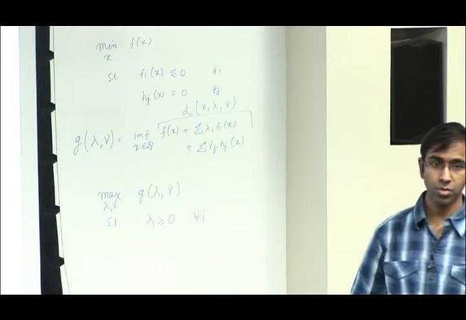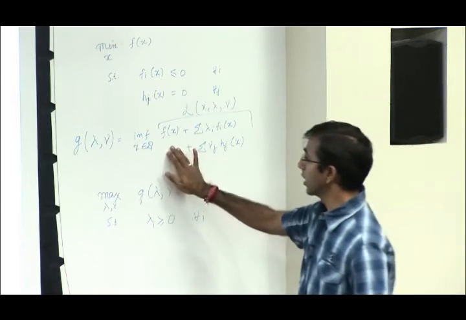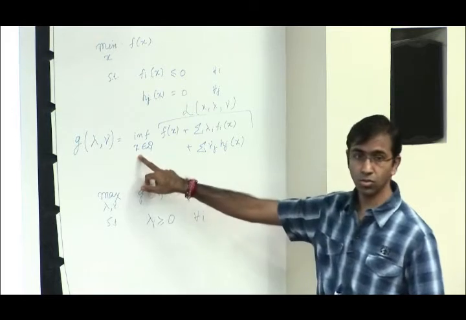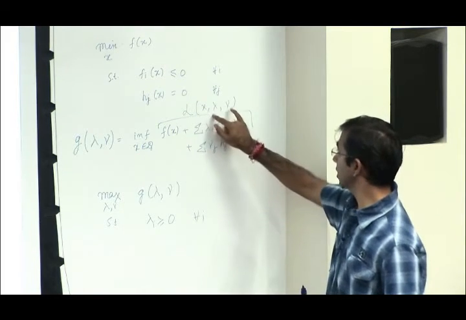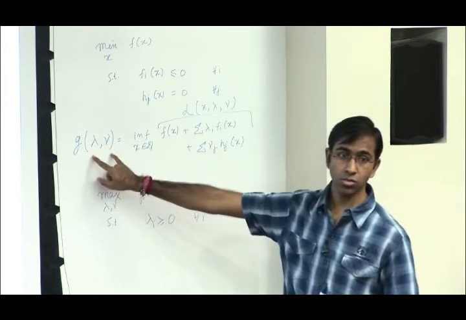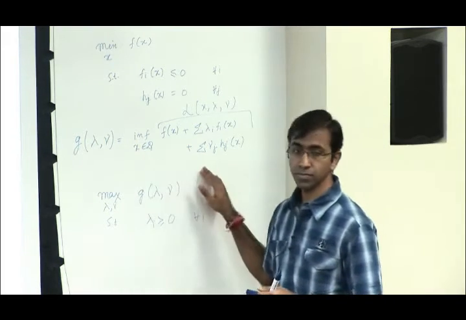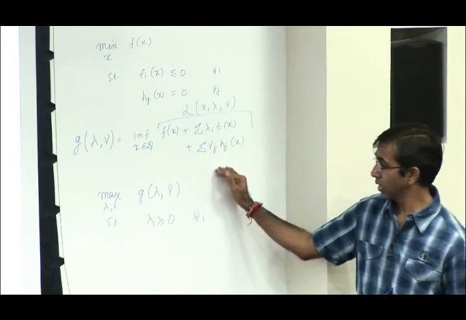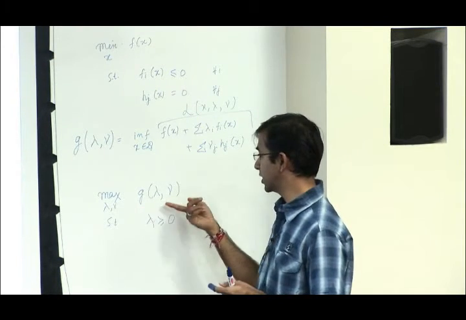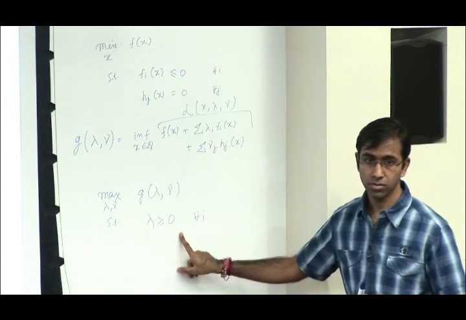Now the optimization is over the entire space. Okay. And that will give you another function, which is now, since you are optimizing over x, you are just left with lambda and nu, right? So this g is only a function of lambda and nu. You have optimized over x here, you have removed x. Okay, and now your dual formulation will be to maximize g of lambda, nu, where lambdas are all positive. Okay.